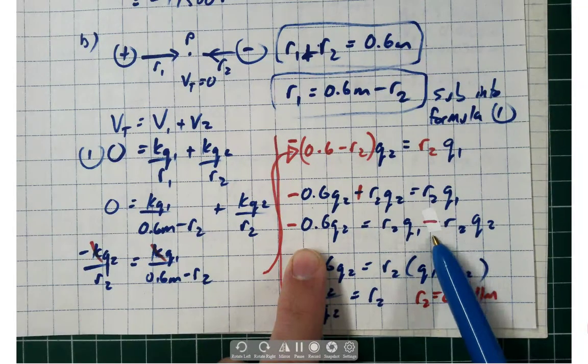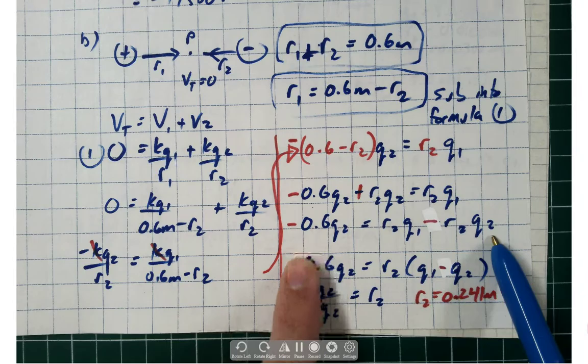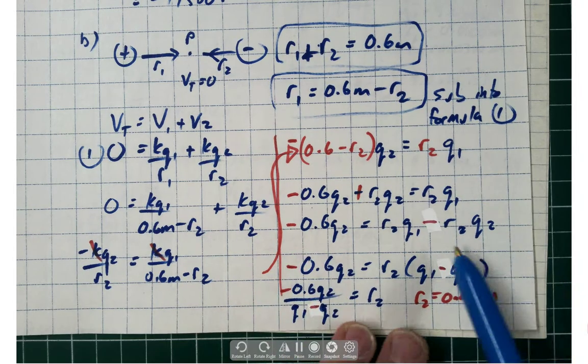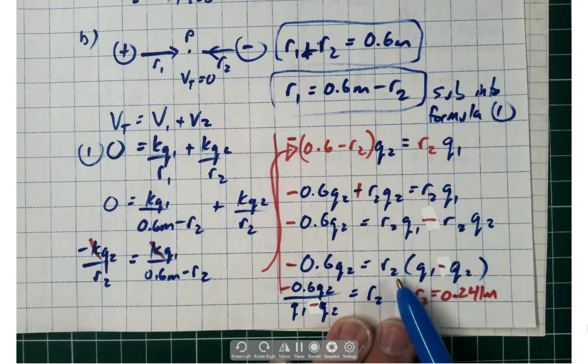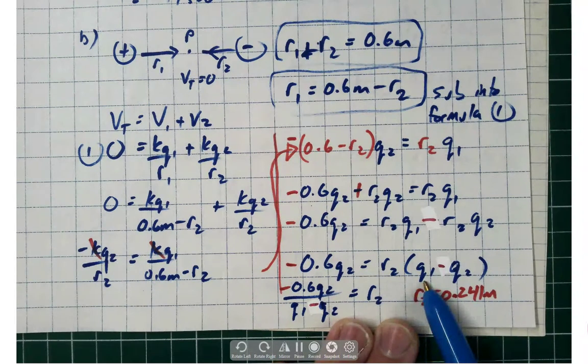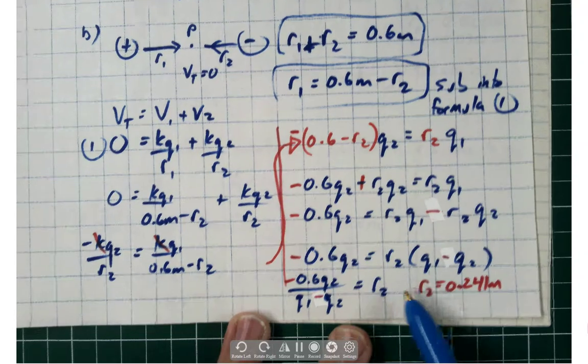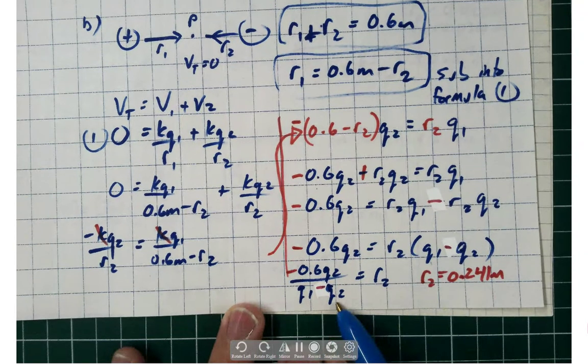And I've got R2 Q1 minus R2 Q2. And of course, the next thing to do would be to factor out the R2. So here we go, the R2 pulled out of that binomial on the right, leaving behind Q1 minus Q2, and then divide both sides by Q1 minus Q2. But oh my gosh, what an adventure, right? So a lot of thinking going on there.